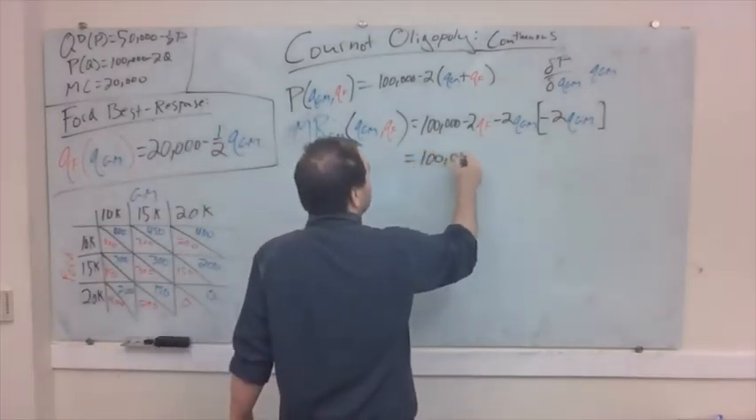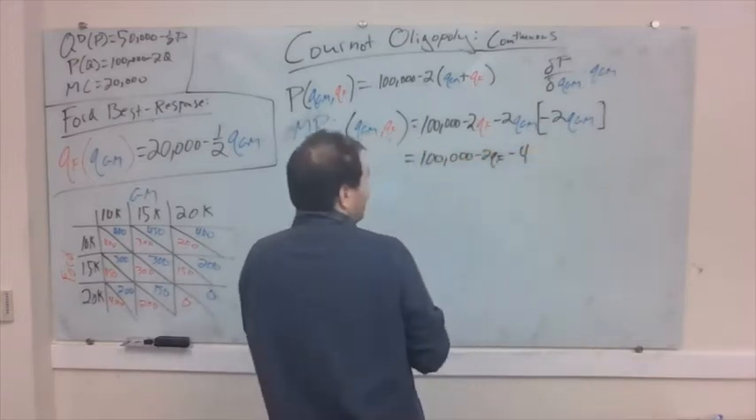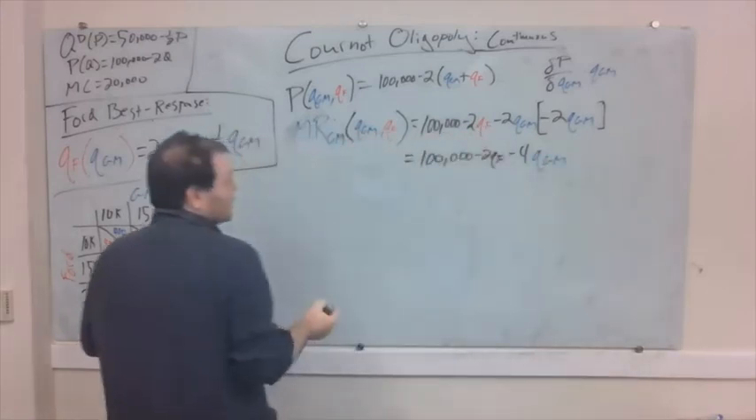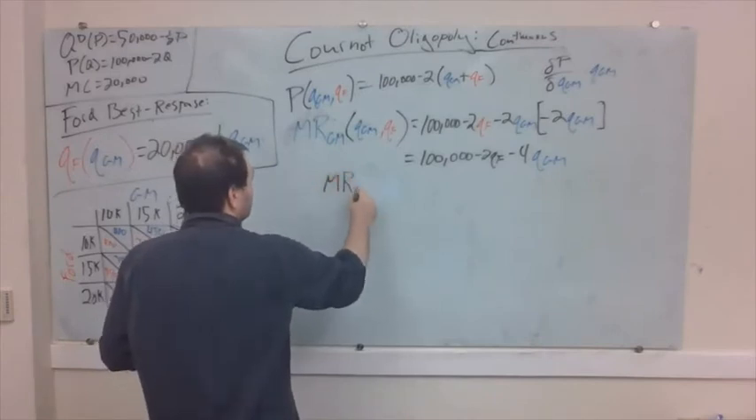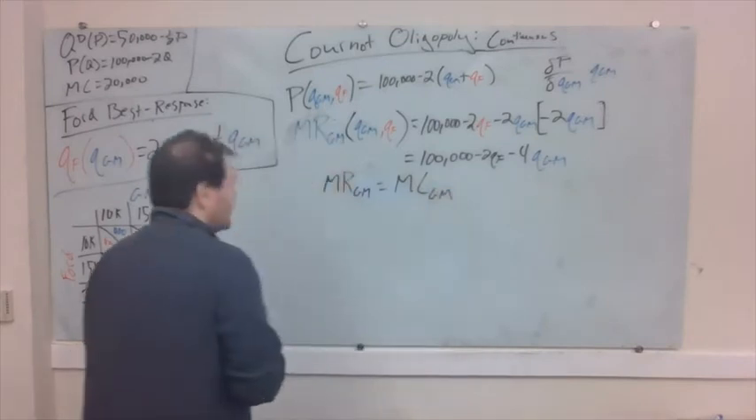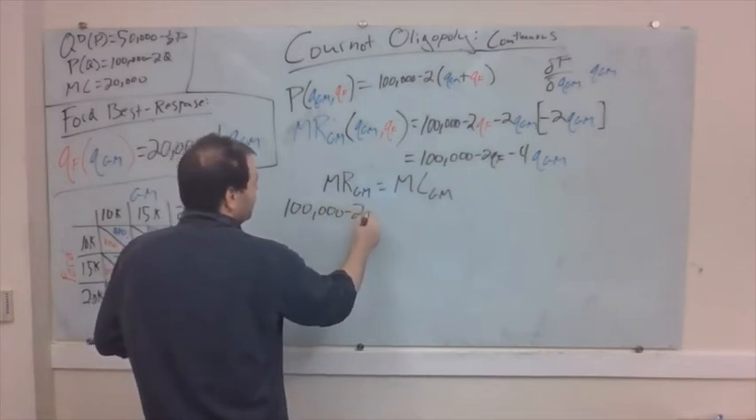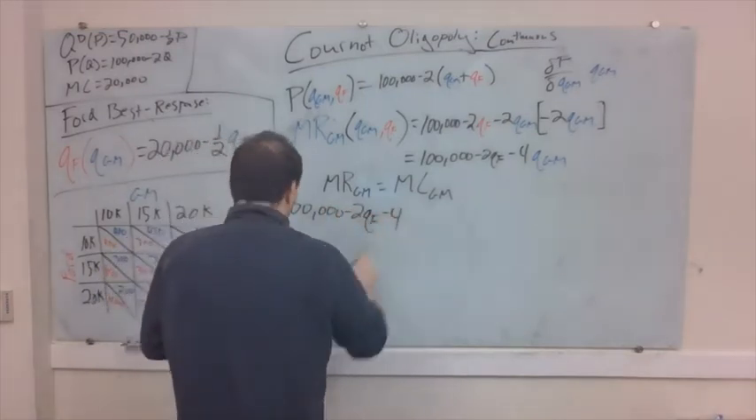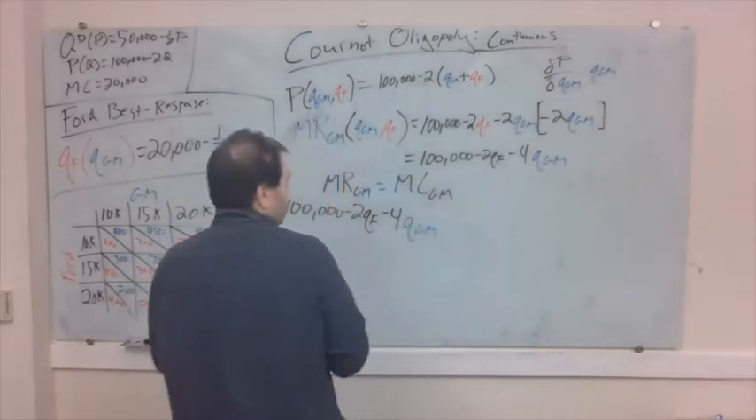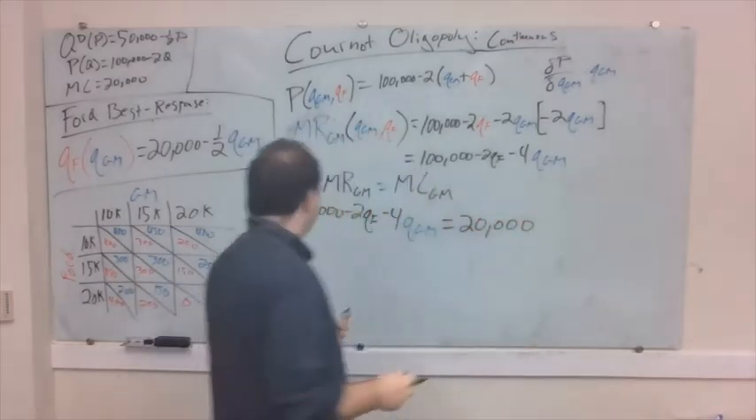So now we're going to have that our marginal revenue equals 100,000 minus 2QF minus 4 times QGM. We'll set our marginal revenue equal to our marginal cost. So we're going to say that 100,000 minus 2QF minus 4 times QGM is going to equal 20,000, which is GM's marginal cost.